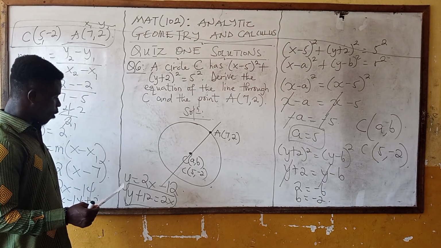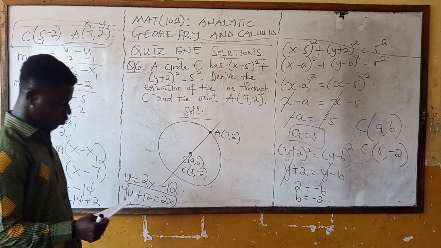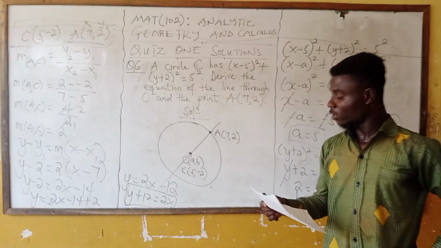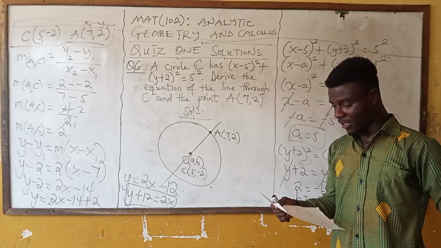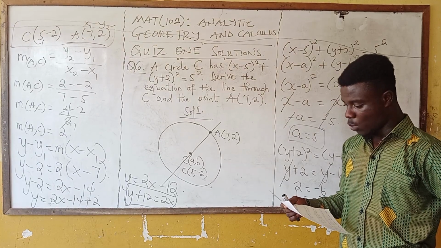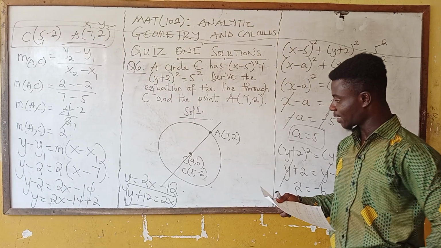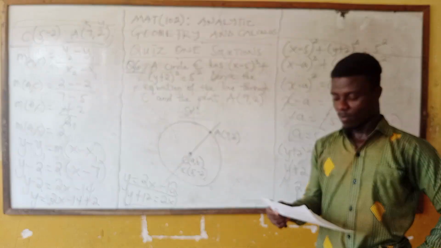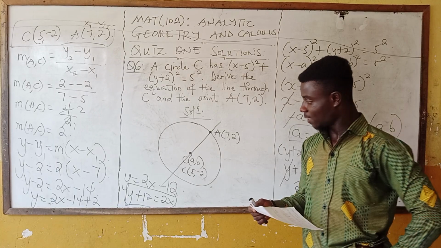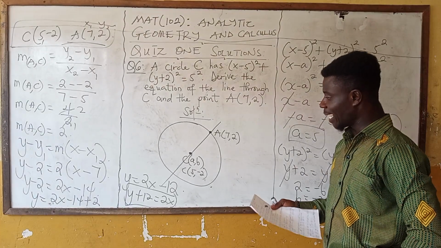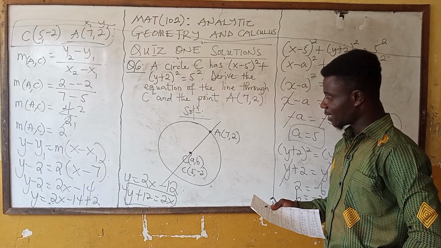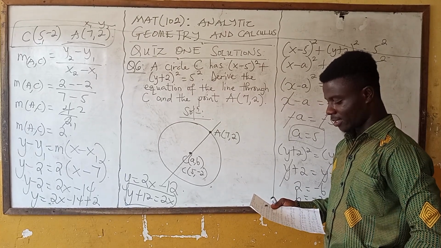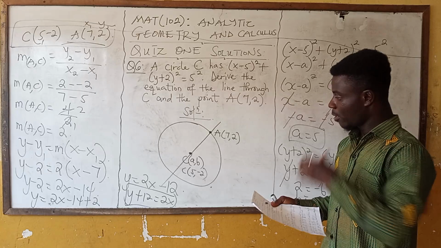Right? We have option A, which is y minus 12 equals 2x. Option B, y minus 2 equals 3 multiplying x minus 7. Option C, 2y equals negative x plus 11. Option D, y minus 2 equals 3 multiplying the expression x minus 5. So we can see that our answer is not in the options provided.